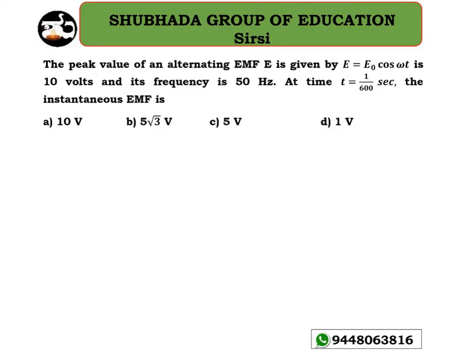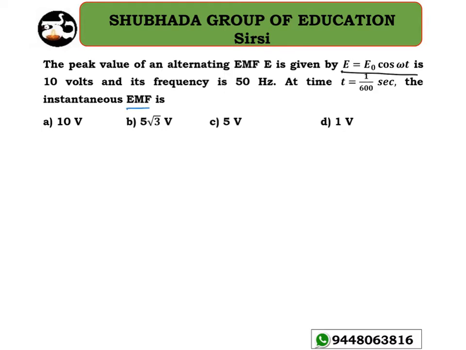So here's a problem from alternating current. The problem says that the peak value of the alternating EMF E, given by E0 times cos omega t, is 10 volt and its frequency is 50 hertz. At time t equal to 1 by 600 seconds, the instantaneous EMF is?